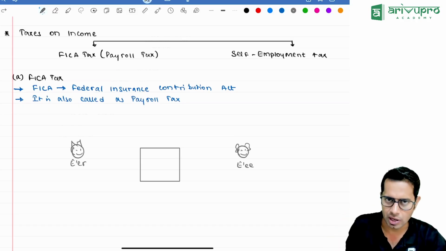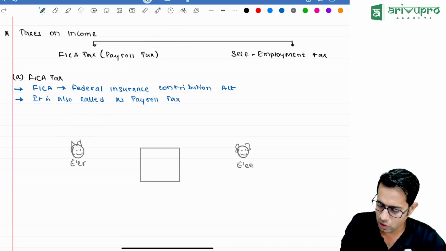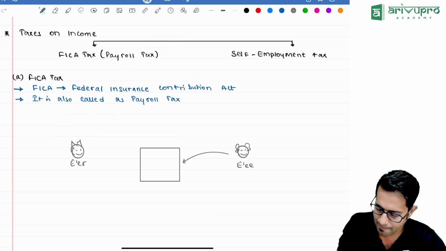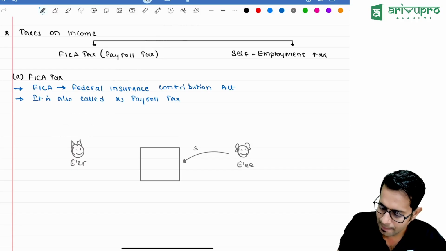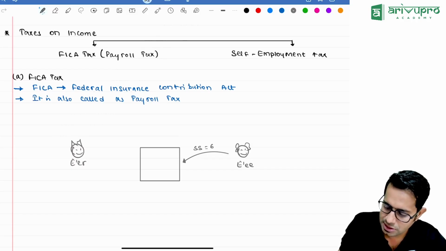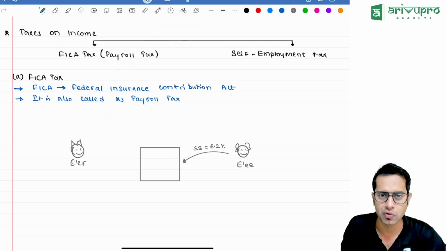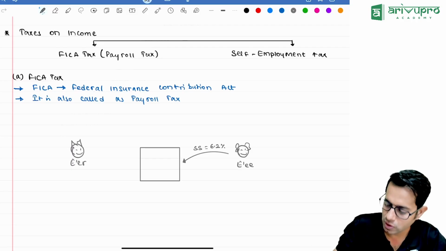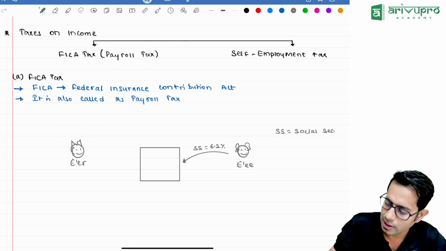So whatever salary you are earning, of that salary, employee is there, employer is there. Of that salary, contribute. As of now, you pay me some money. Whatever salary is earned by you, of that salary, pay me 6.2%. You pay me how much, sir? 6.2% of your salary as SS. SS means what, sir? You pay me 6.2% of your salary as social security.